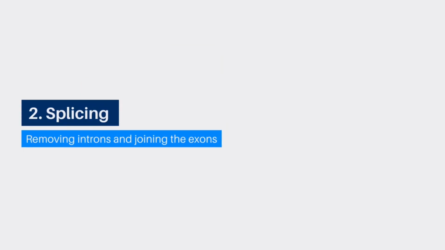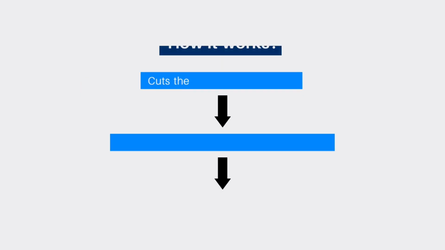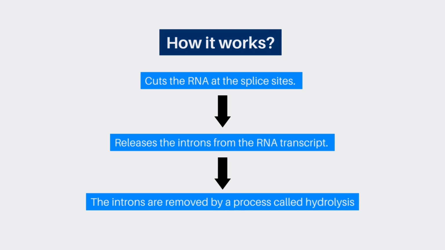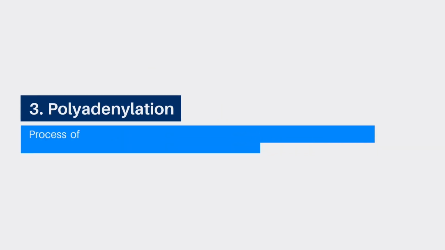Splicing is removing introns and joining the exons. The spliceosome, a protein complex that performs splicing, cuts the RNA at the splice site, then releases the introns from the RNA transcript and joins the exons.